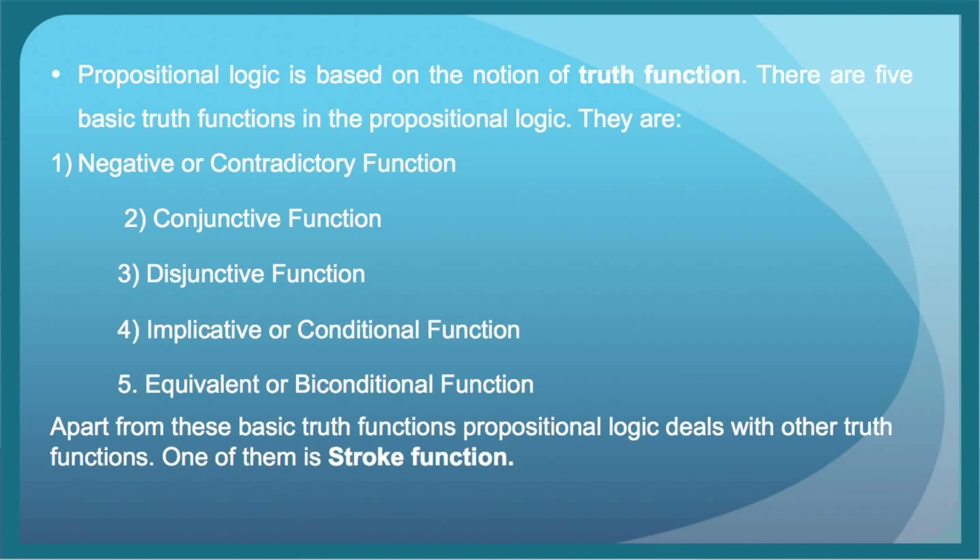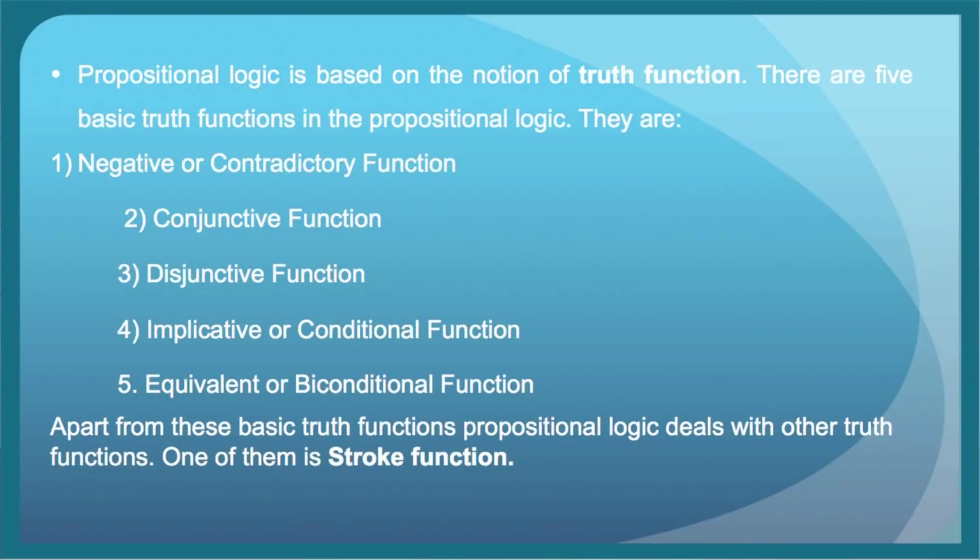Now, so far as propositional logic is concerned, it is based on the notion of truth function. About truth function I have already discussed in the previous units, but still I am saying here, propositional logic is based on the notion of truth function. There are 5 basic truth functions in propositional logic. What are they? They are the negative or contradictory function, conjunctive function, disjunctive function, implicative or conditional function, and the equivalent or biconditional function.